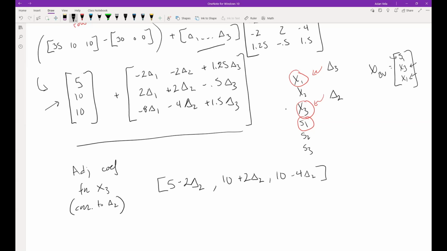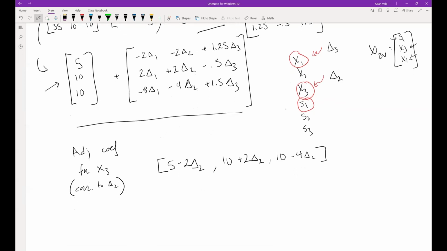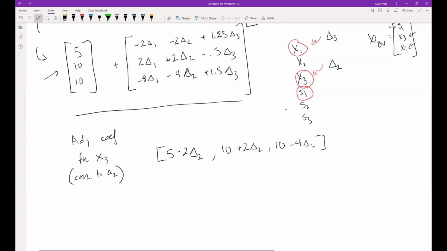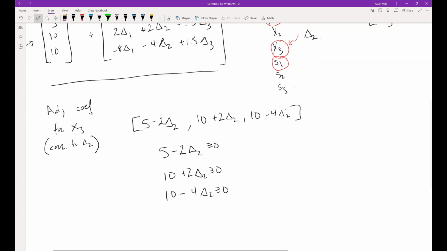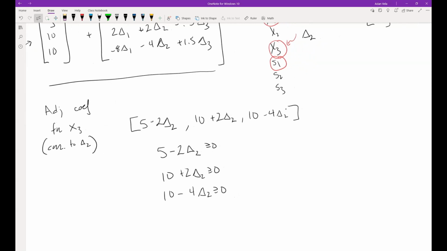And what we want to check is when are the corresponding values all greater than 0. So the way that we could write that is: 5 minus 2 delta 2 is greater than or equal to 0. 10 plus 2 delta 2 is greater than or equal to 0. And finally, 10 minus 4 delta 2 is greater than or equal to 0. So we want to figure out what values of delta that corresponds to. In this case, we can just solve for delta or get the delta on one side.